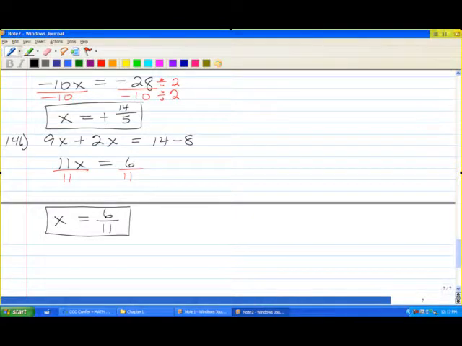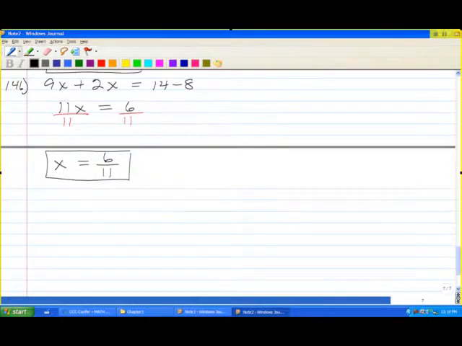Let me do problem number 150. Negative 5 times the quantity x plus 3.